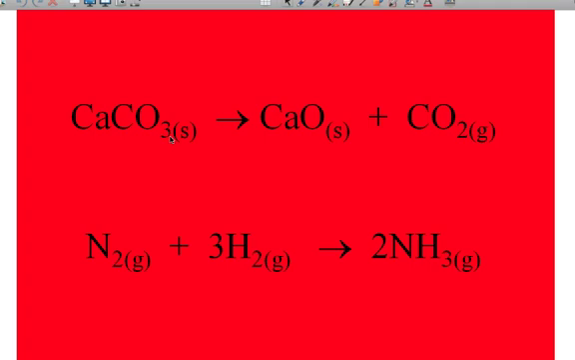So let's look at this one. I have a solid that turns into a gas. So you're becoming more disorderly. You also have one thing making two things, becoming more disorderly. So its delta S value would be positive. This one, notice I have gases turning into gases, so that hasn't changed. But this, I have 4 gas molecules turning into 2 gas molecules. So that's becoming more orderly. Therefore, delta S would be a negative value.